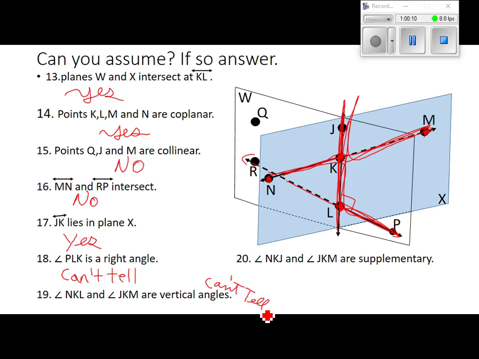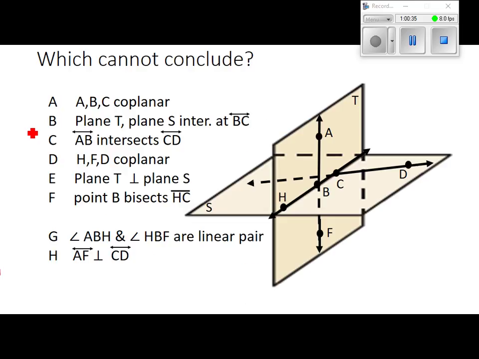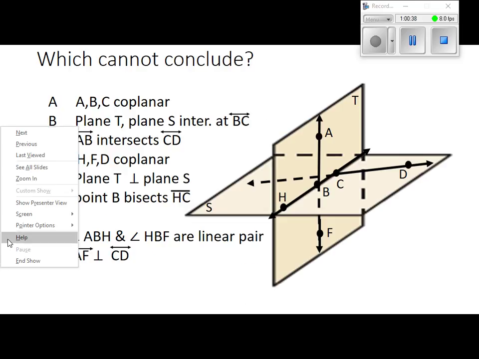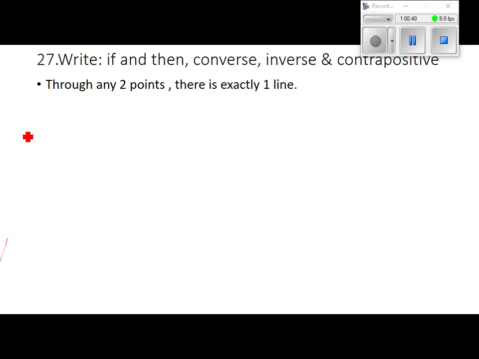Angle NKJ, that's this angle right here. And angle JKM, it's this angle. Are supplementary. What's it mean to be supplementary again? Add up to 180. Do those two add up to that straight angle there? Yeah, so that answer is yes. 20 is yes. We're going to skip 23. 27.